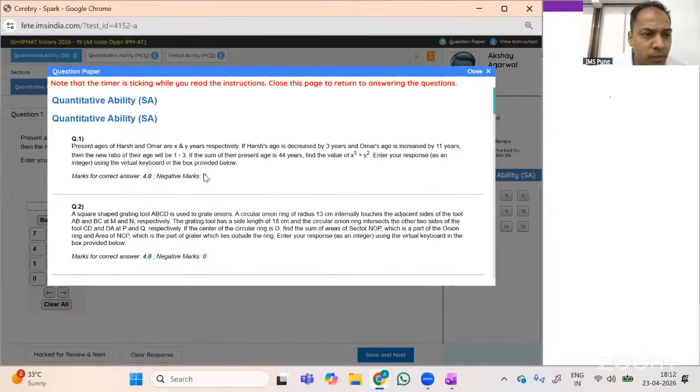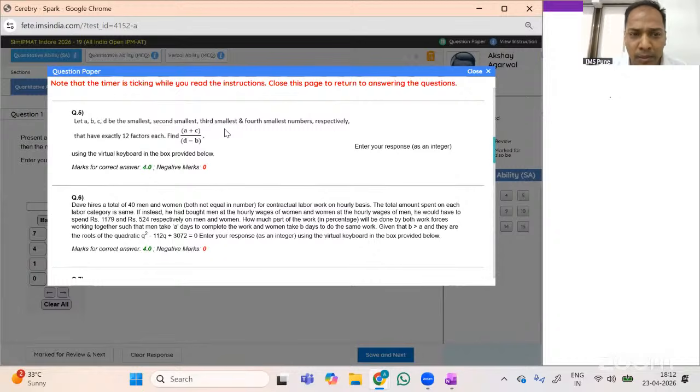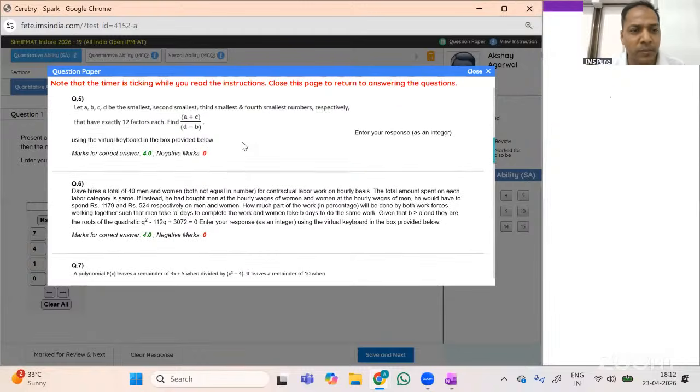Question number 5. So 1, 2, 3, 4th is one which I'll do. 5th one: let A, B, C be the smallest, second smallest, third and 4th smallest numbers respectively that have exactly 12 factors each. So these are numbers which have exactly 12 factors. I think I'll be able to handle this question because I know how to go back from the number of factors to these things. So the smallest numbers which have exactly 12 factors, I'll be able to handle this. Although it really seems to be a little lengthy, I'm sure I'll be able to get to the answer.